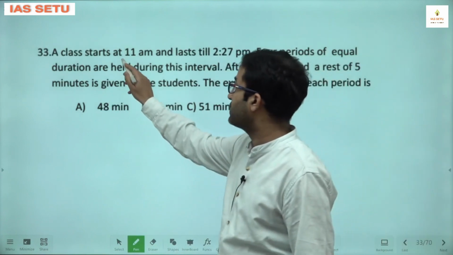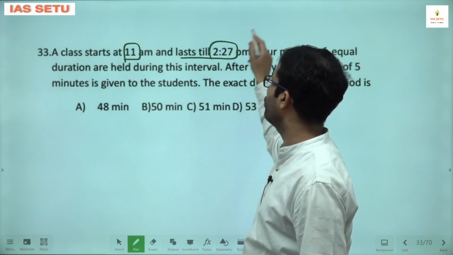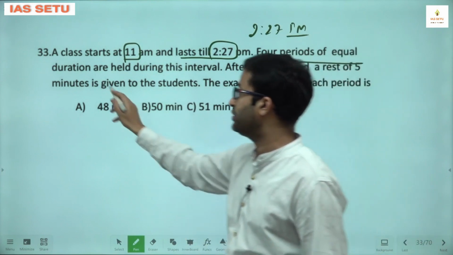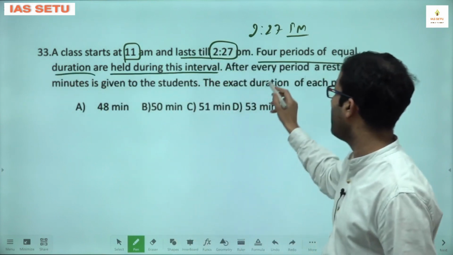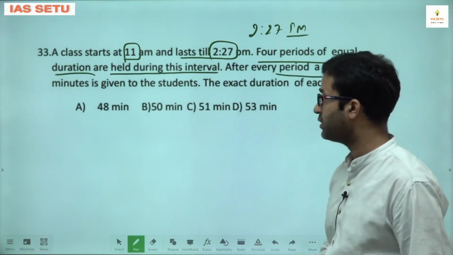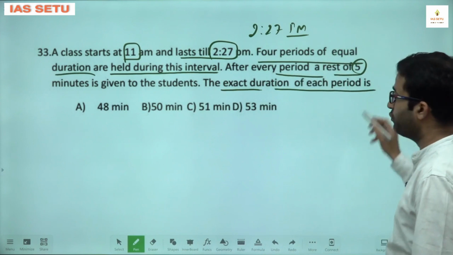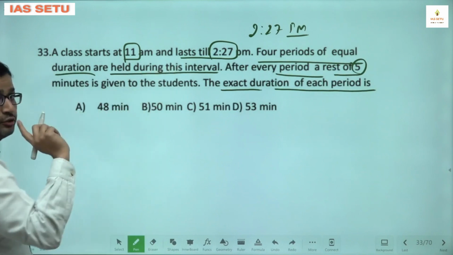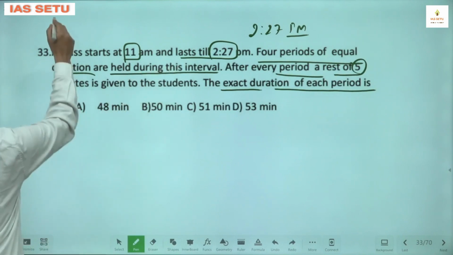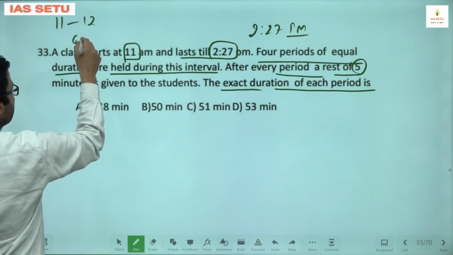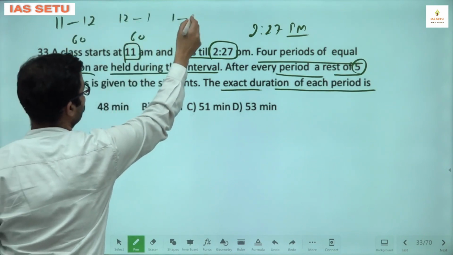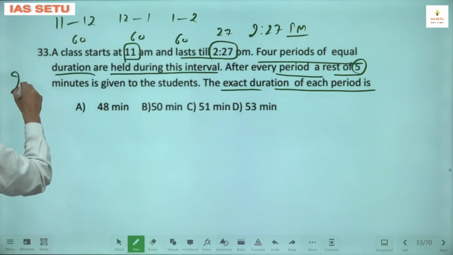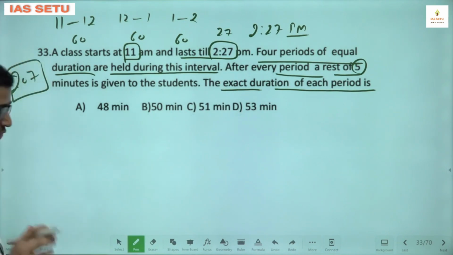Question number 33. A class starts at 11 and lasts at 2:27 p.m. 4 periods of equal duration are held during this interval. After every period, a rest of 5 minutes is given to the students. The exact duration of each period is. We make the diagram here. So first thing is total duration from 11 a.m. to 2:27. 11 to 12, 1 hour means 60 minutes. 12 to 1, 60 minutes. 1 to 2, 60 minutes. 2 to 27, 27 minutes. 180 plus 27. So total duration is 207 minutes.